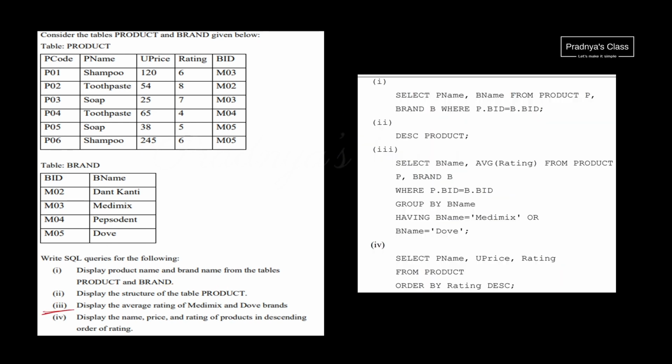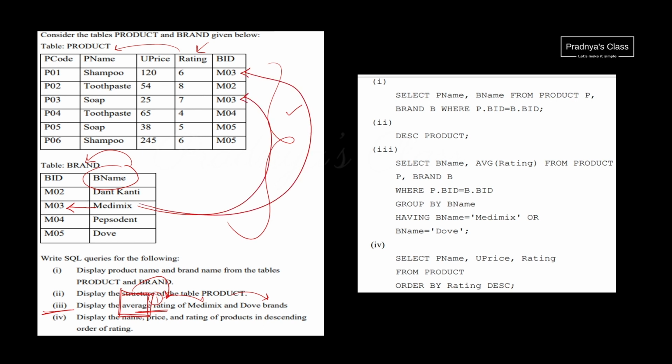Let's try to read the third instruction. Display average rating of Medimix and Dove brand. The name of the brand we will be getting in the brand table. For that, we need to print the average rating. Rating we are getting in the product table. It means we need to deal with both the tables. When we match the common column, it is clear that there are two ratings for the Medimix brand. Then what about Dove brand? For it also there are two ratings. Means here we need to do grouping based on the brand name.